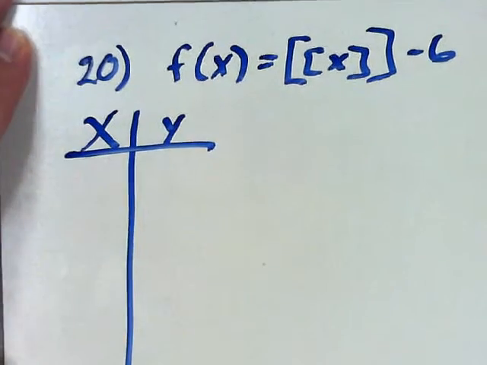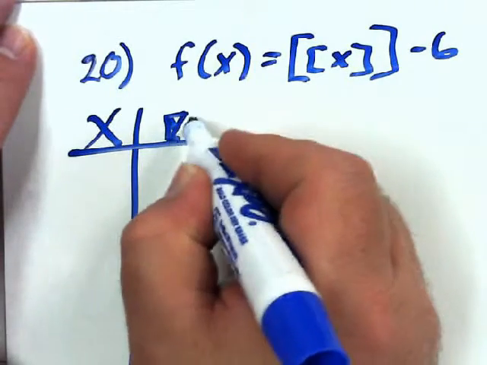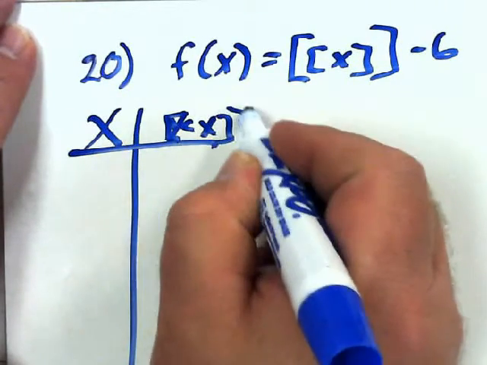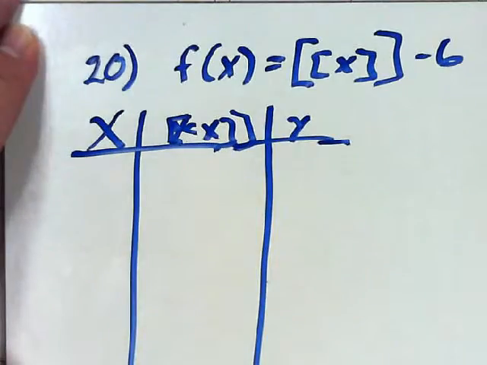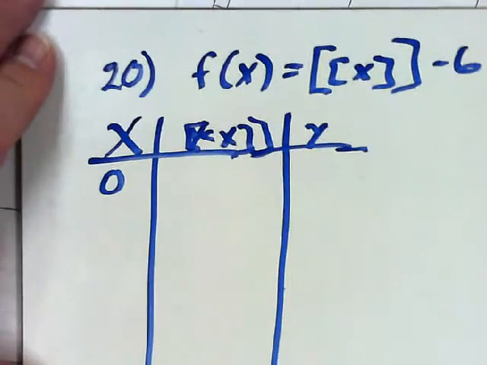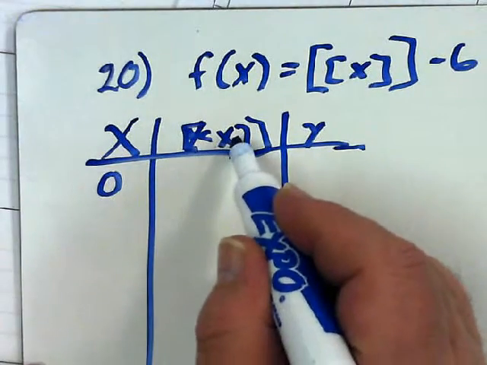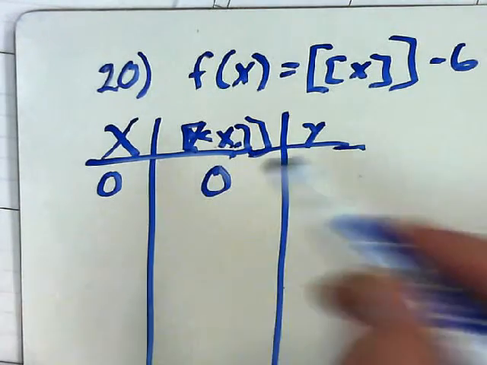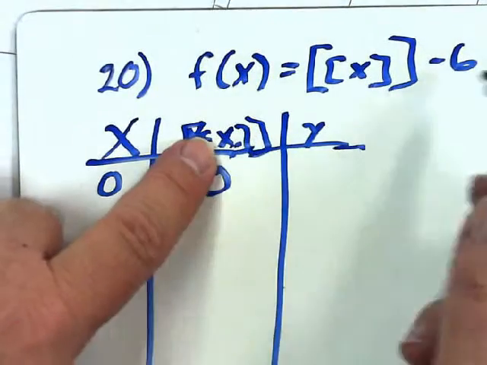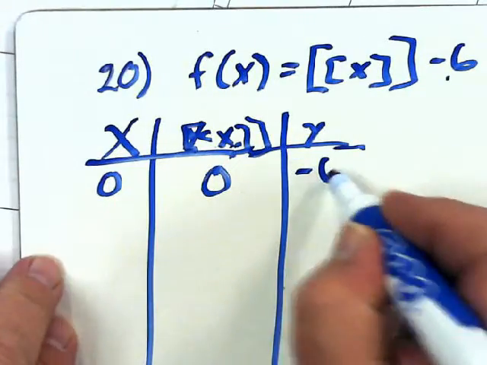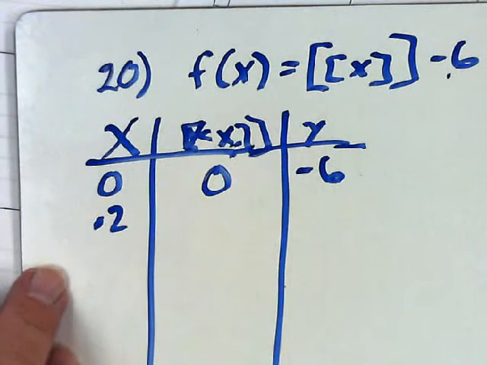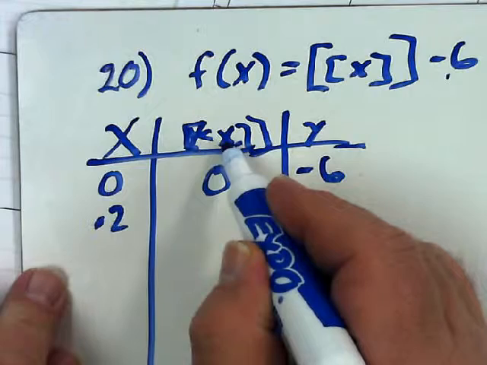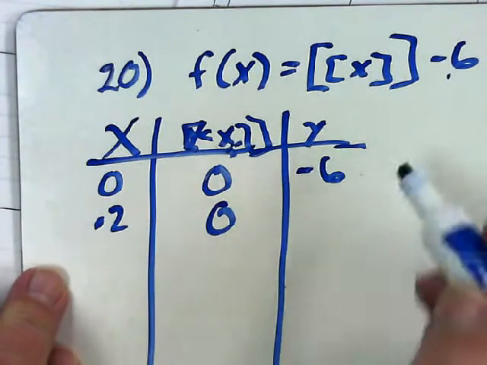So we need an x and a y, and when I showed you this before, I put in a column that had greatest integer, then your y. So I'm going to start at 0. So what's the greatest integer of 0? 0. And then I'm going to have to take that and subtract 6. So then I'll put in a 0.2. So what's the greatest integer of 0.2? 0. Then I'm going to take 0 minus 6.